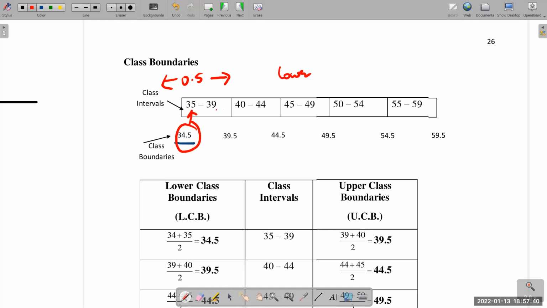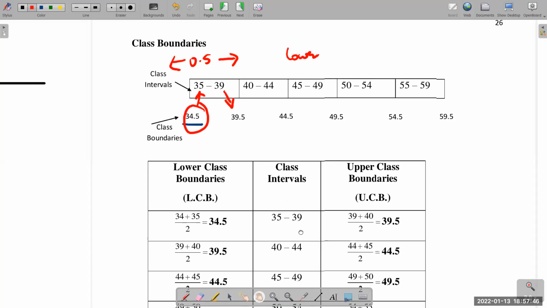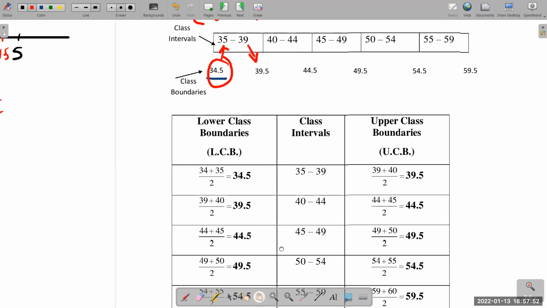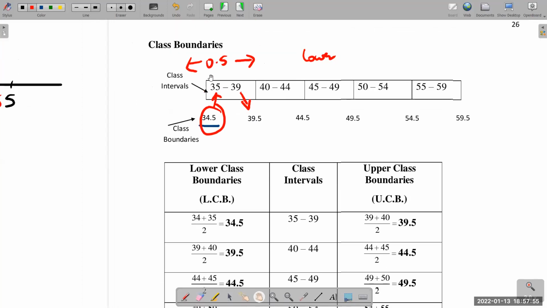And what is the boundary after 39? 39.5. Everybody see that? The other way of understanding it is to add the two numbers and divide. Anybody want to go through all this work? Let's be real, which one do you prefer? Just applying the 0.5 before and the 0.5 after, instead of taking two numbers, adding them and dividing by 2. Mind you, I'm going to show you both ways, but let's be real, who's got time for that?